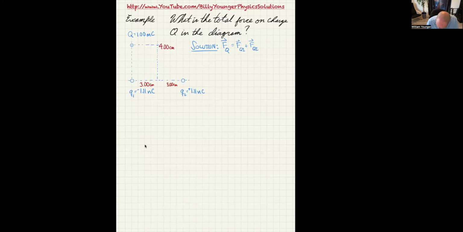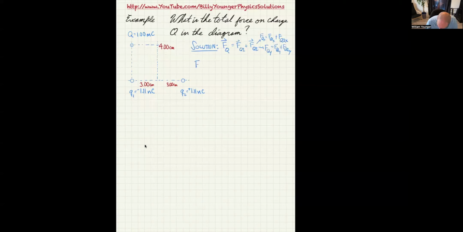Of course, that also means that FQx is equal to FQ1x plus FQ2x, and FQy, the y component of the total force FQ, is FQ1y plus FQ2y. So that's what we've got to work out.